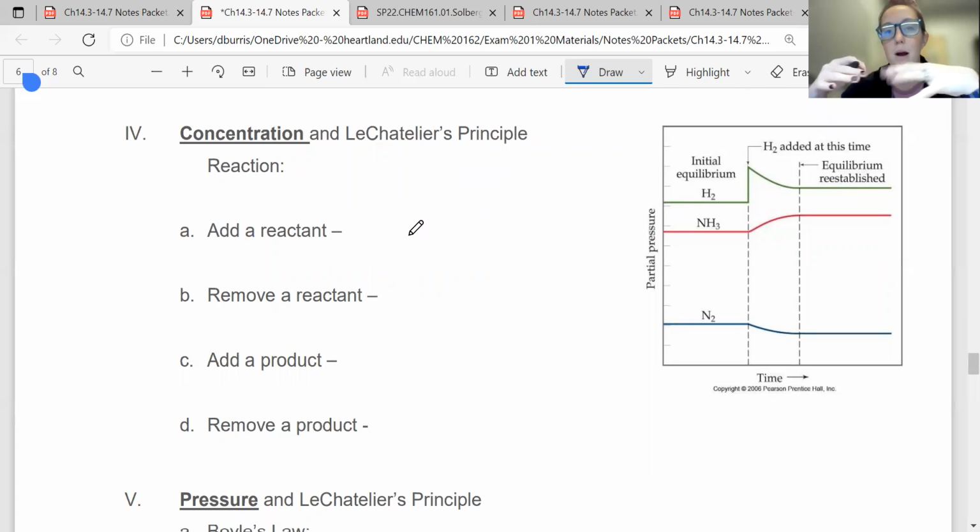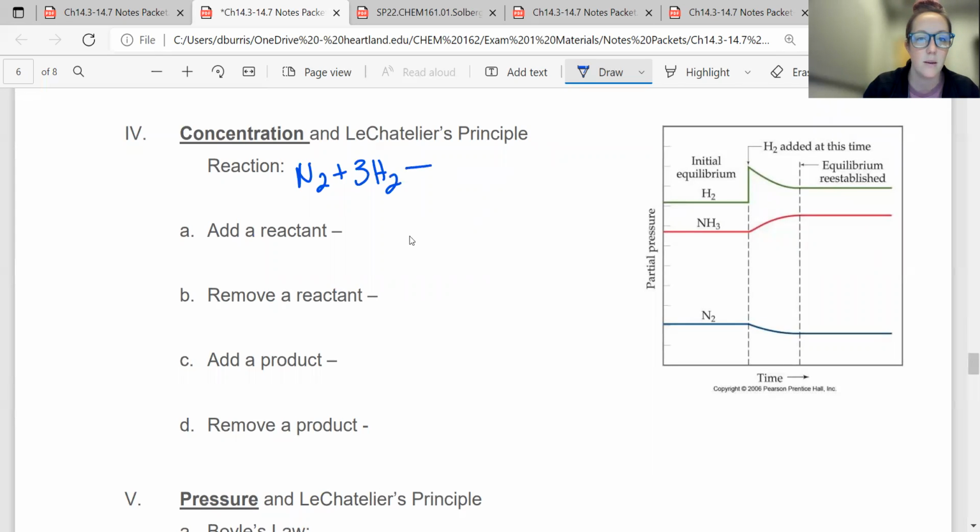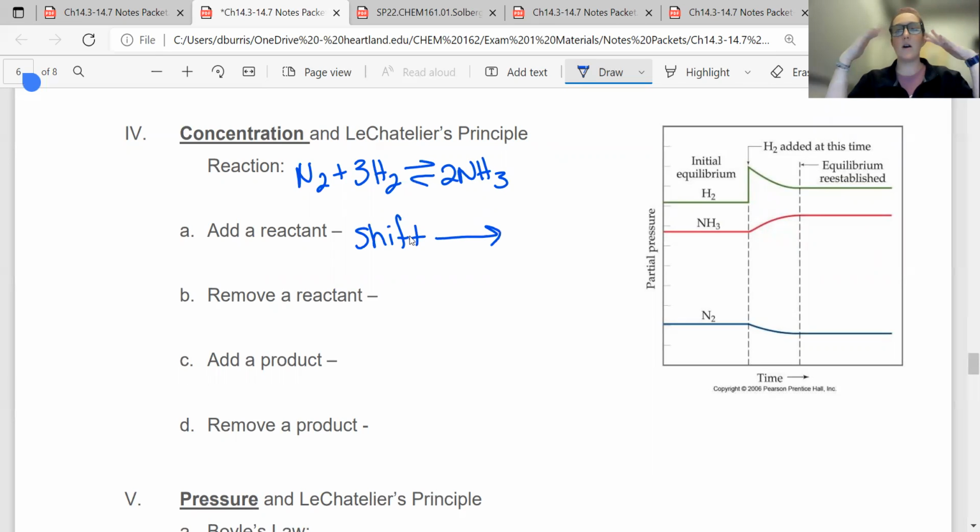So concentration-wise, and this is probably the most important one for Le Chatelier's principle, we're looking at the same reaction here. This is for the Haber process. So the reaction is N2 plus 3H2 makes 2NH3. And essentially, anytime you add a reactant, it is going to shift to the right. Again, I want you to think of it as a balance. If I add a reactant, some of it is going to have to shift and make products in order to reestablish an equilibrium. So if I add something in, it's going to have to shift to the other side in order to balance back out.